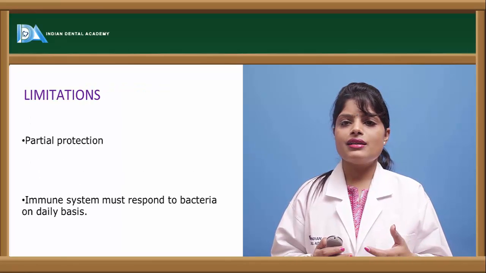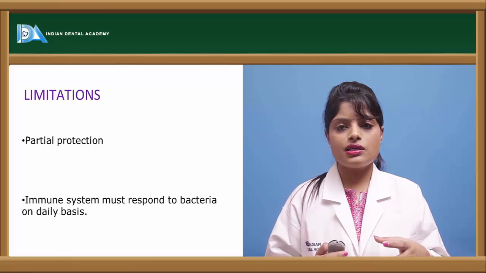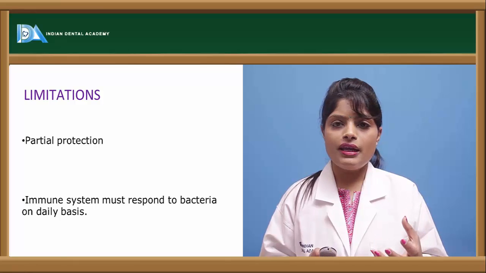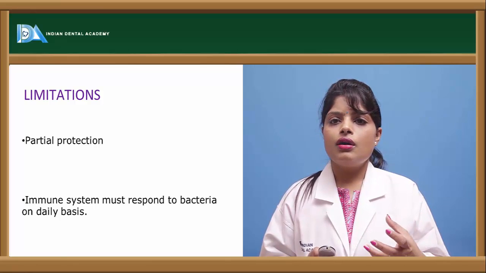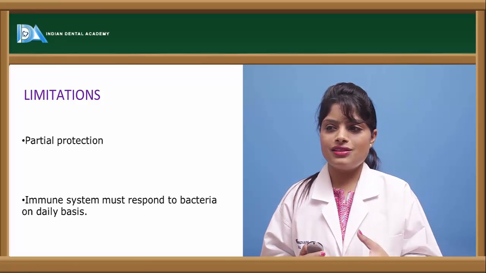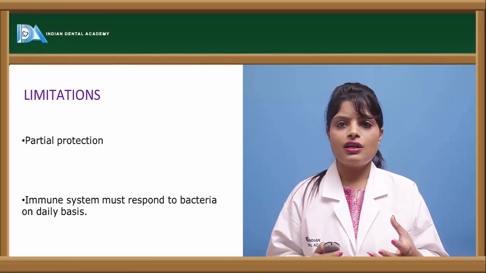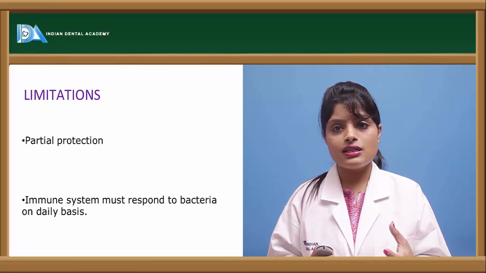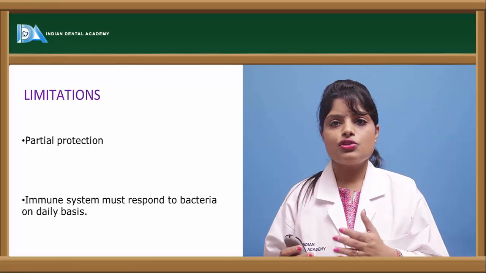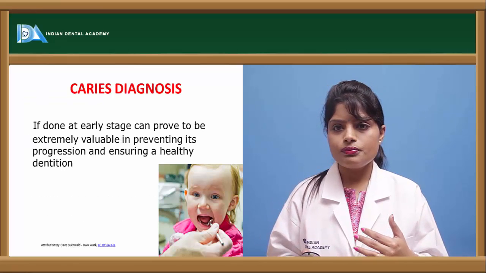The limitation of the vaccine is that Streptococcus mutans is not the only agent causing dental caries, but the caries vaccine has been formulated according to the resistance of Streptococcus mutans, so it will not act on other bacteria. Similarly, the immune system must respond to the bacteria on a daily basis, since the colonization of Streptococcus mutans is right from the first eruption of the tooth in the oral cavity, that is from 6 months itself.